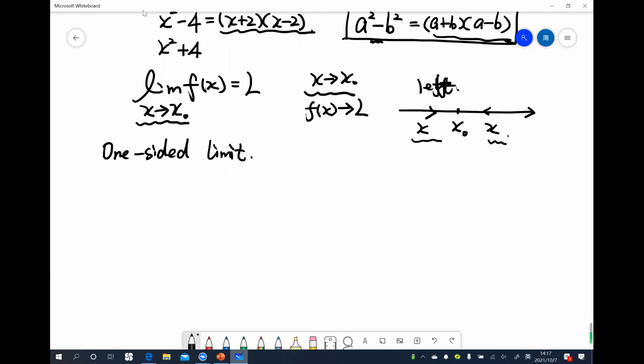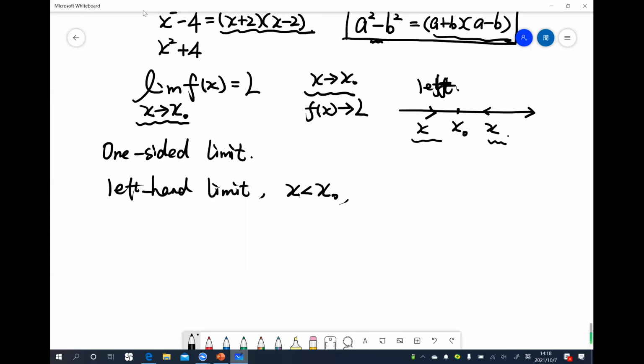From the left, that means x is smaller than x0. So here I will give you two more definitions. The first is the left-hand limit. Left-hand limit means x approaching x0 from the left, and that means x is smaller than x0.